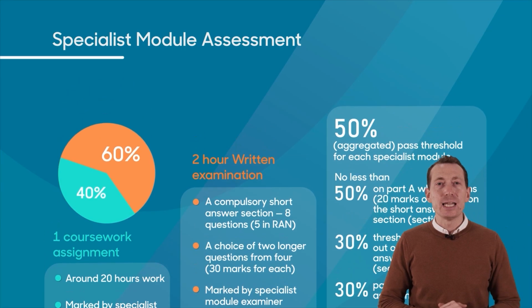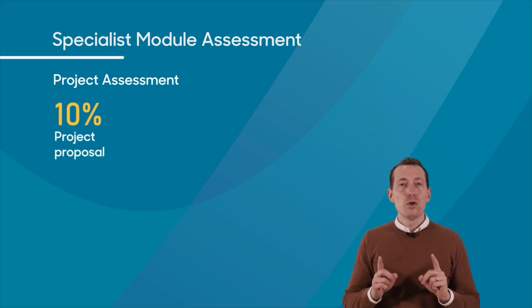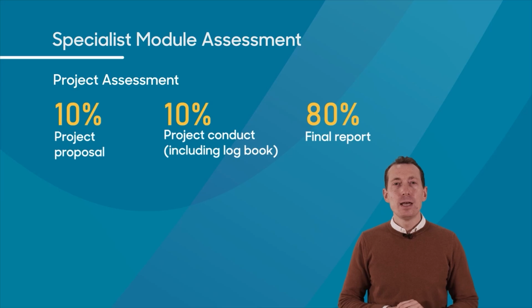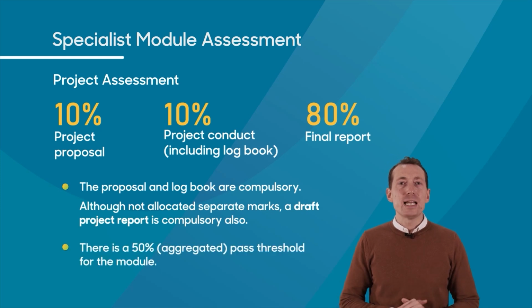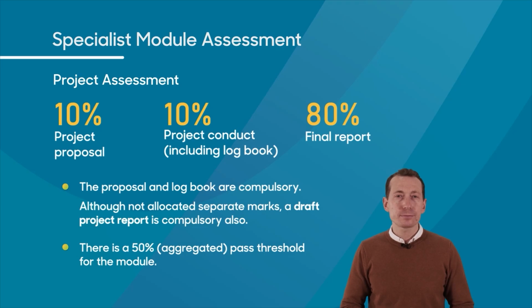The project is undertaken from February to October, and marks are gained at the 3 compulsory elements: the proposal, the project conduct, and then the final report, the latter being the most important. Another compulsory element is a draft report, but no marks are given for this. More detail about the project is given in the second tutorial in this diploma overview.